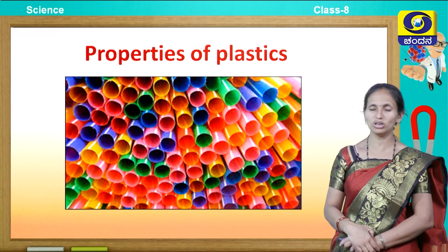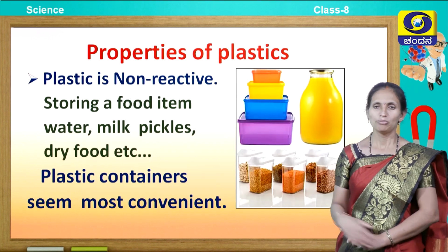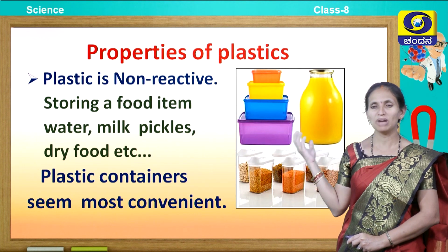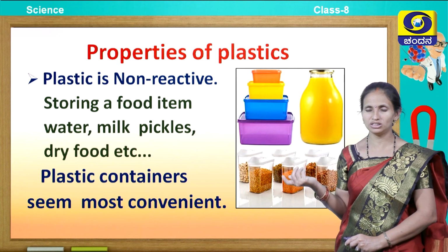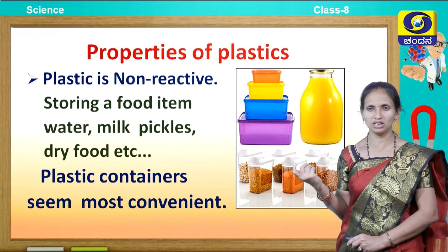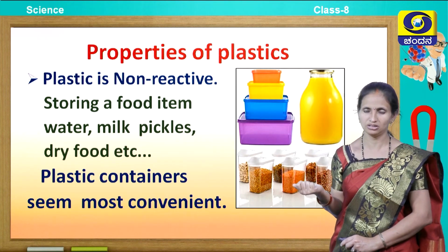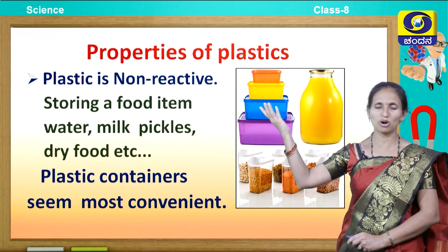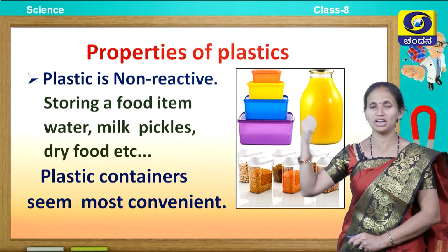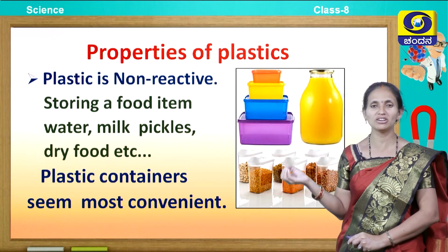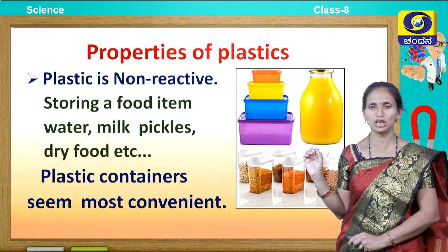Let us see what the properties of plastics are. Plastic is a material of choice. Everyone chooses plastic; it is an alternative to steel or any other metals, and easily available. The first property of plastic is that it is non-reactive. That means it does not react with any of the chemicals.